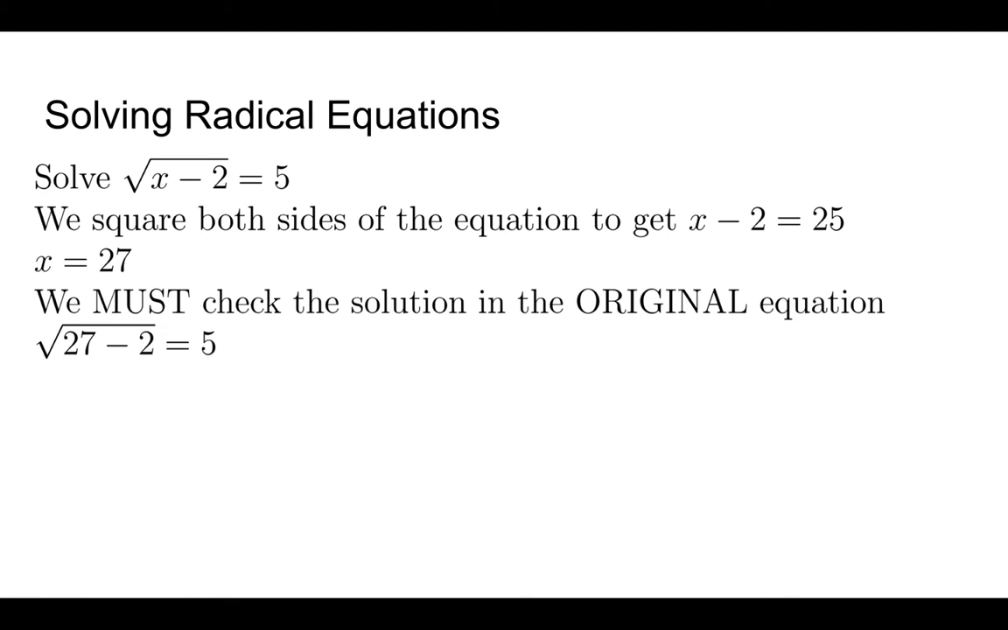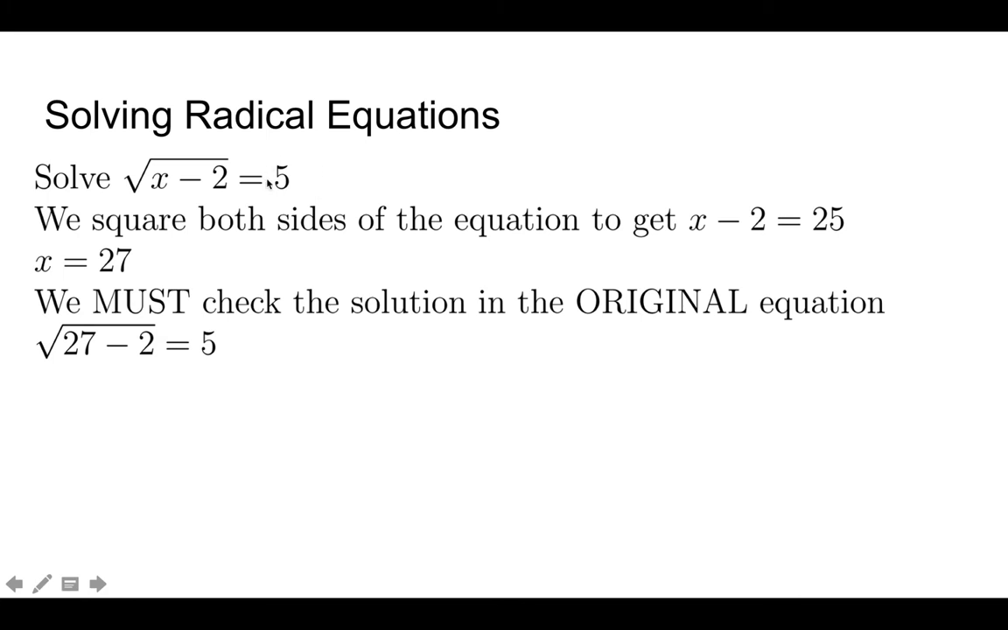Here we are going to be looking at solving radical equations. So, say we want to solve this equation here, square root of x minus 2 equals 5. Our first step is to get the radical by itself. Hey, it's already by itself. I've got square root of junk equals a number.